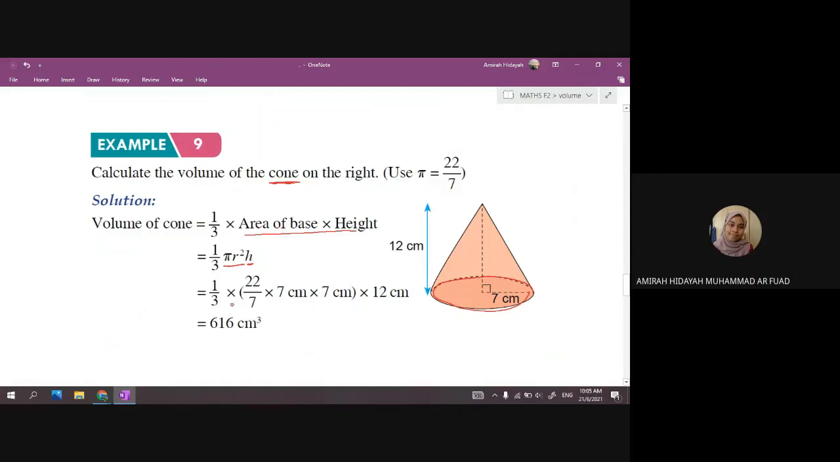Okay, so plug in je lah the value. Kita dah tahu pi dia suruh gunakan 22/7 and then r dia radius dia dah diberi 7. Then times height. Height dia pun dah diberi 12. So dapatlah 616 cm cubic.